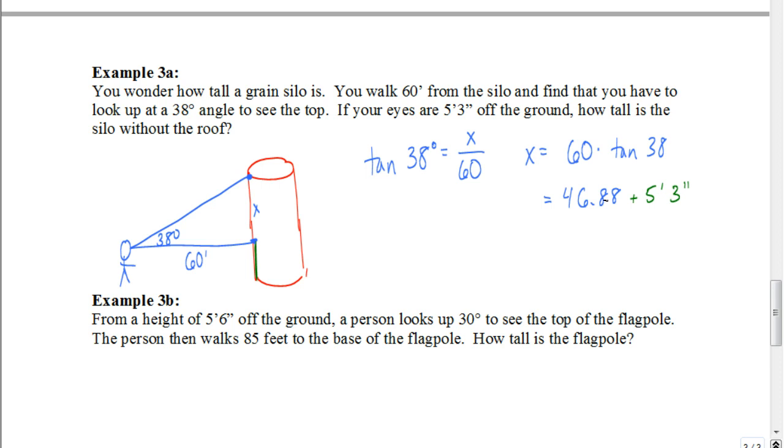So I could convert that to inches, or I could convert the 5 feet 3 inches into a decimal, which is what I'm going to do. Because 3 inches is the same as 3/12 of a foot, and that as a decimal is 0.25. So this is the same as 5.25 feet. Add those together, and we end up getting approximately 52.1 feet. And that's your answer.